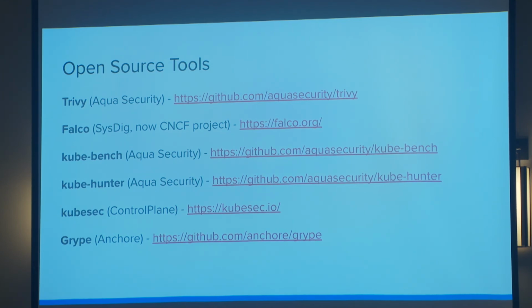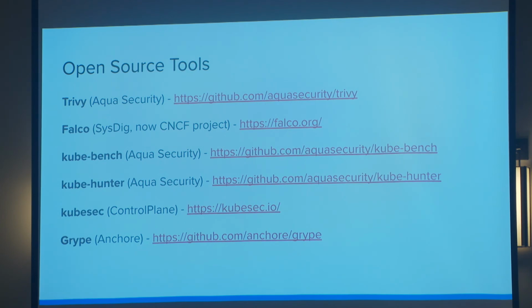Falco is the behavior monitoring tool. So Falco is an open source project. There's a commercial version that's using the same engine, but essentially you can feed it rules to detect things like, as I mentioned, an Apache service starting a shell and things like that.